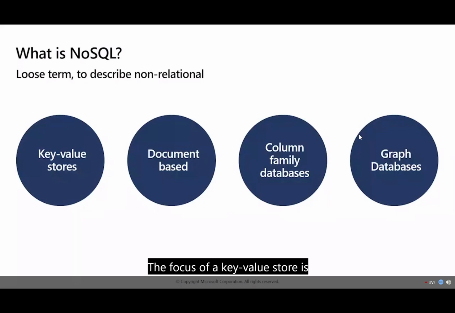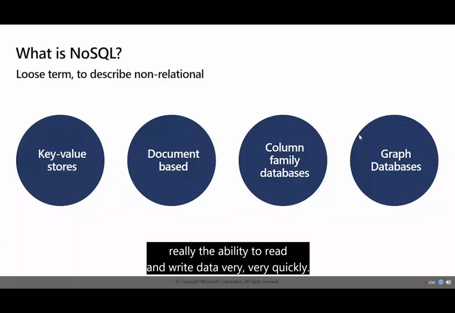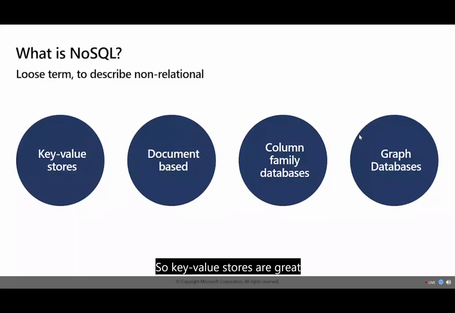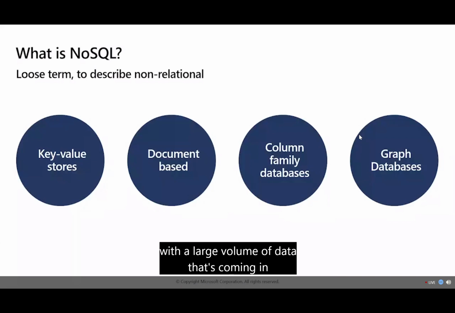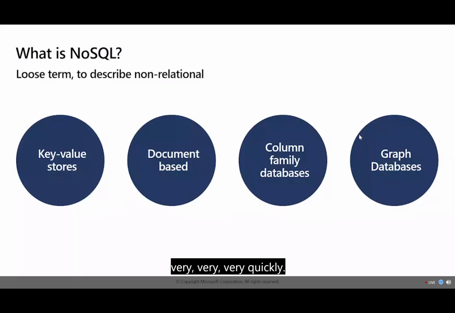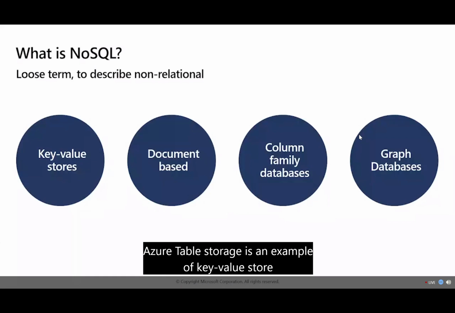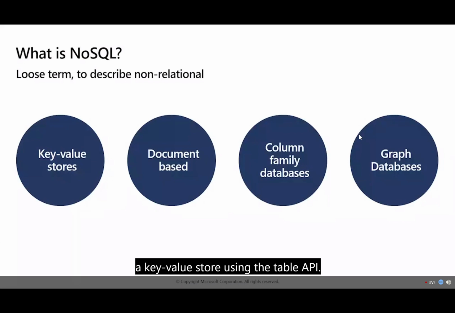The focus of a key value store is really the ability to read and write data very, very quickly, and that's why search capabilities are secondary. Key value stores are great for data ingestion where we're dealing with a large volume of data that's coming in continuously as a stream and needs to be stored very quickly. Azure Table Storage is an example of a key value store, and Azure Cosmos DB actually implements a key value store using the table API.